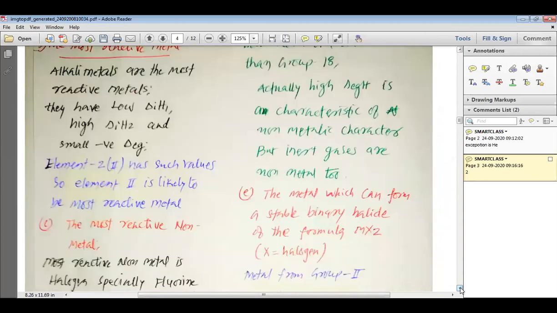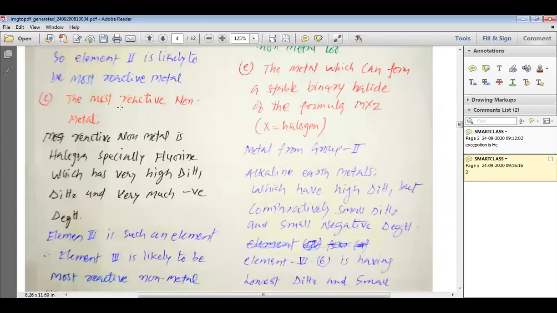Then we'll move to the next question, the most reactive non-metal. The most reactive non-metal should be halogen with a very high electron gain enthalpy. The most reactive non-metal is halogen, especially fluorine, which has very high ΔIH1, ΔIH2, and a very negative electron gain enthalpy. We can expect the same from element number 3.